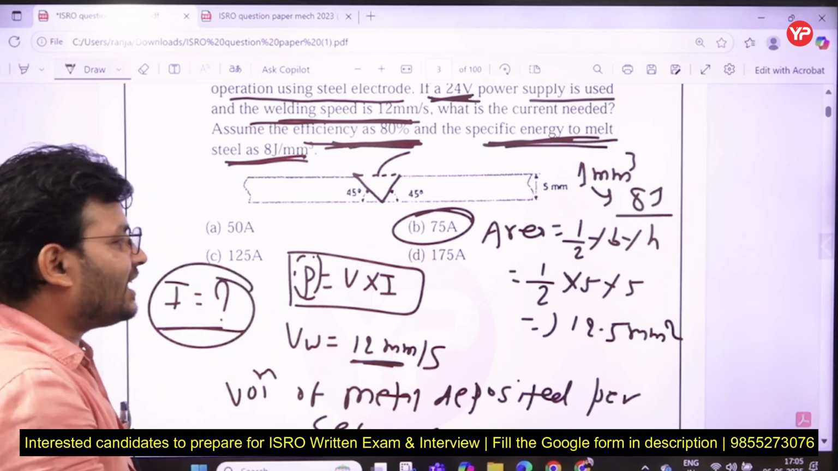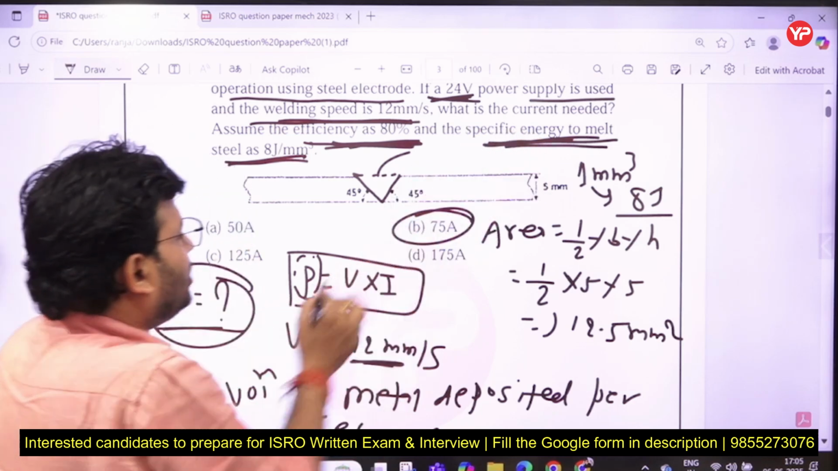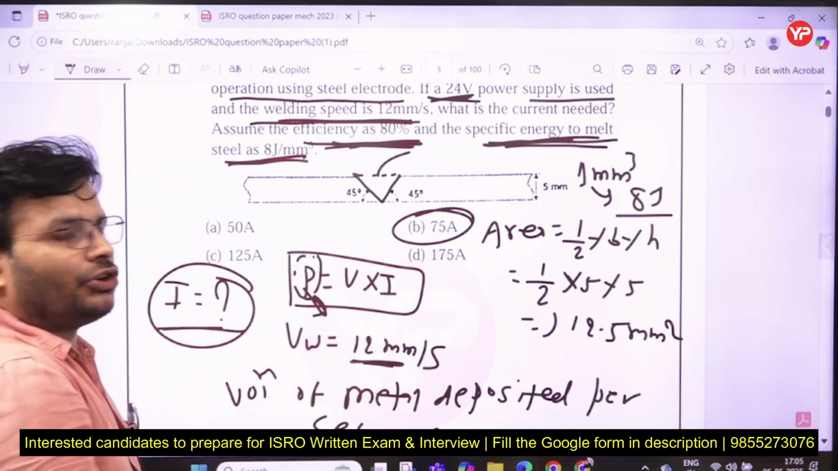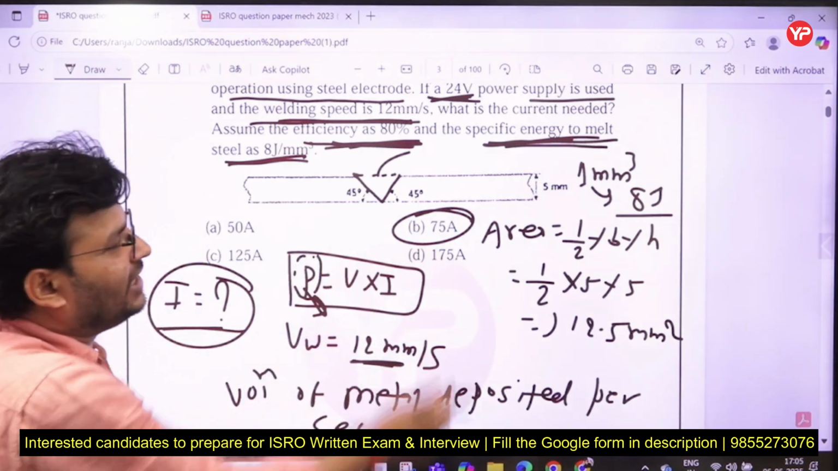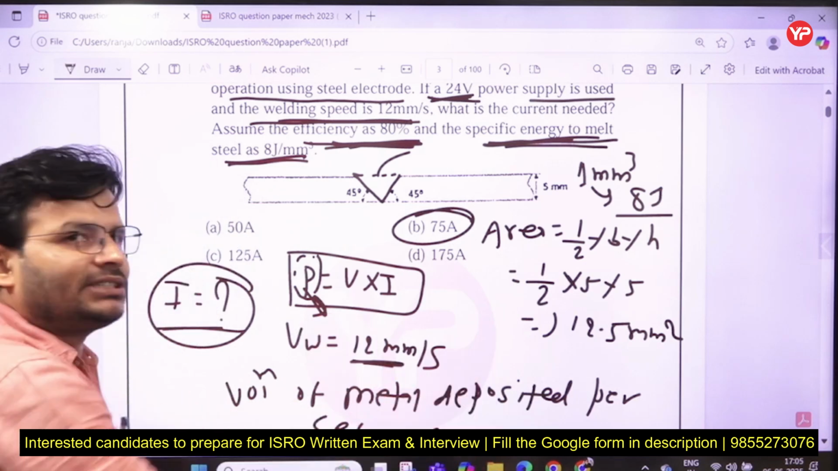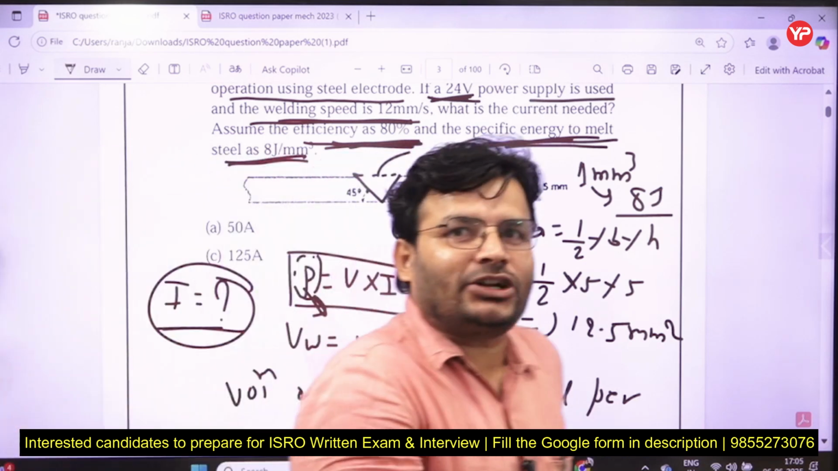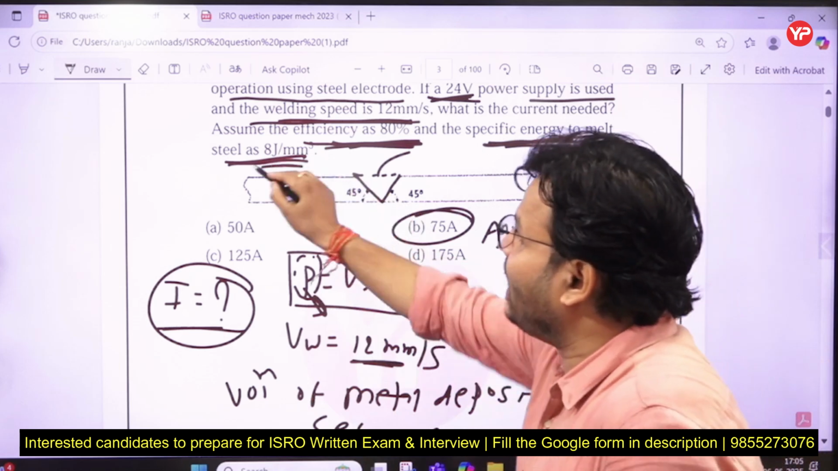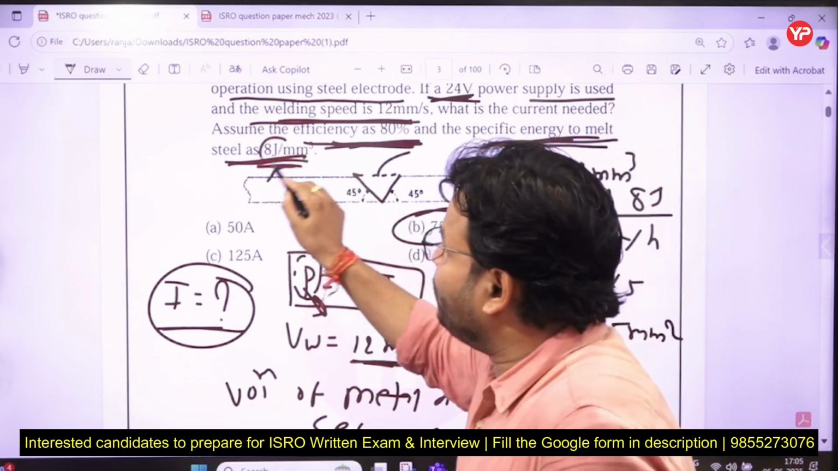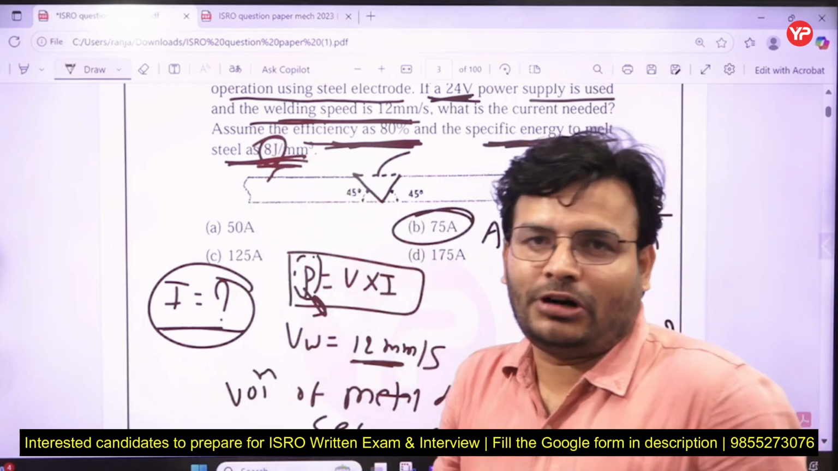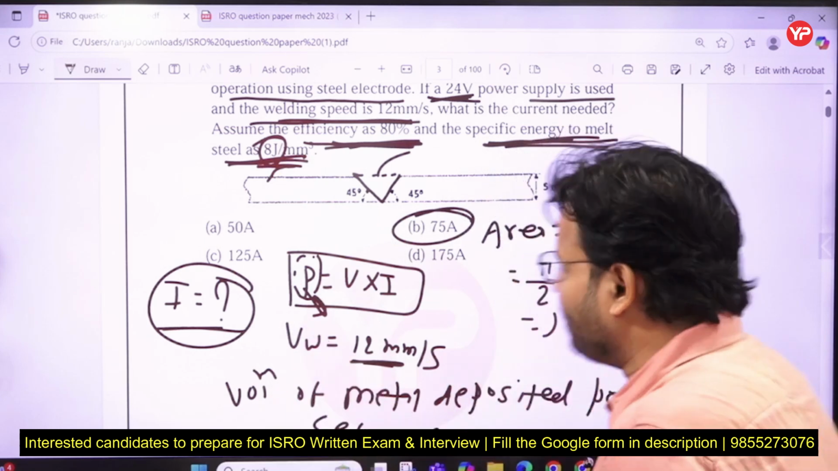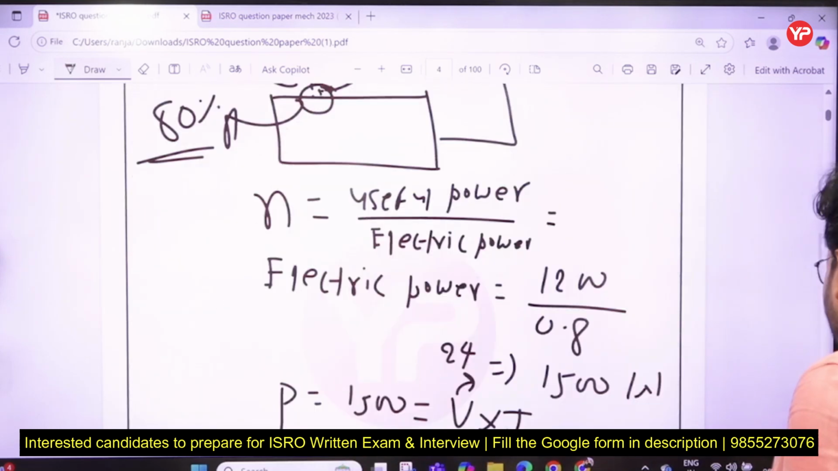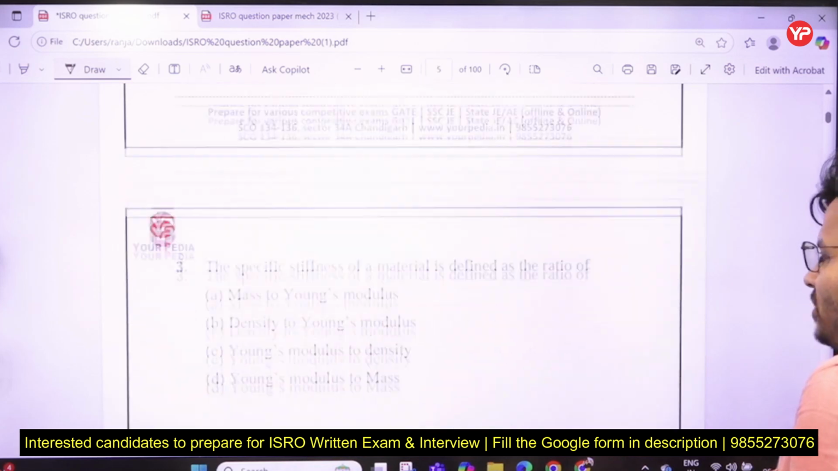How can I get the current? In the question, voltage is given. So if I calculate the power, I can get the current, because voltage is known. So how can I get the power? Just area, velocity per second, how much metal is going to be melted and how much is going to be deposited, and accordingly in the question that data is given. That is the energy required to melt 1 mm cubed of volume of metal, and accordingly we can proceed. A little bit of calculation, but overall the question is moderate.